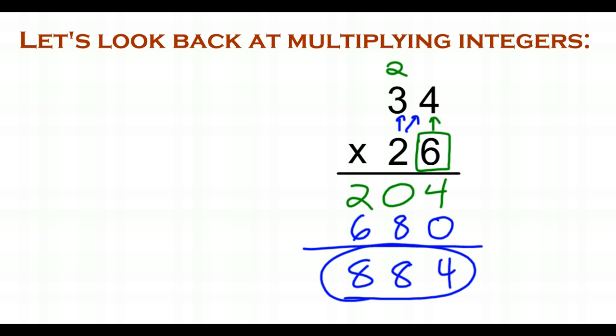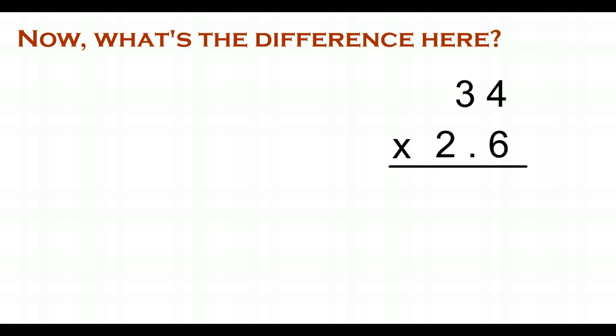But now I want to look at a slightly different problem that involves a decimal point, 34 times 2 and 6 tenths, or in short phrasing, 34 times 2.6. And the big question here is, what's the difference? Well, the numbers are not different, of course, but as you immediately noticed from the problem, the big difference now is that we have a decimal point.